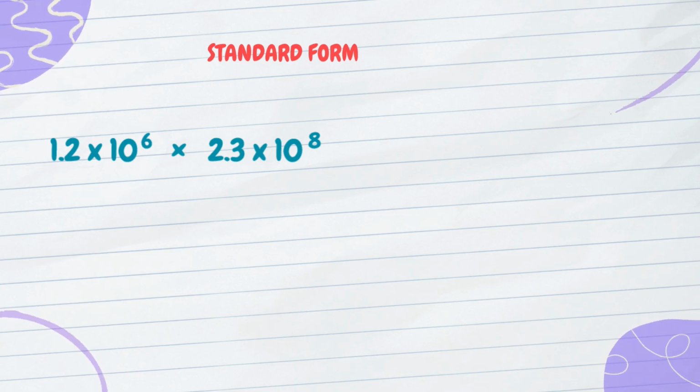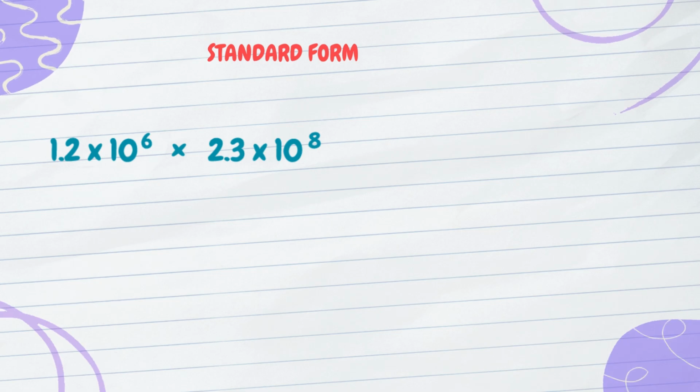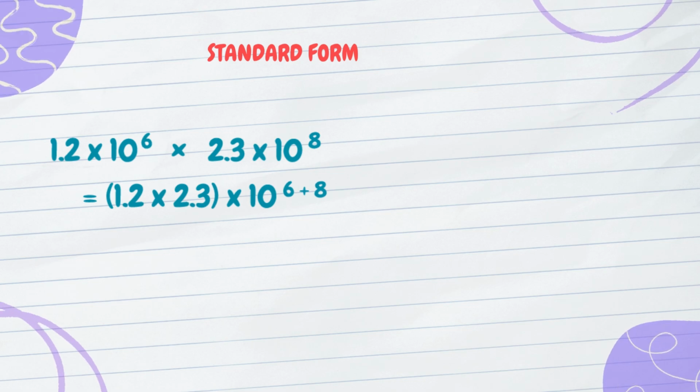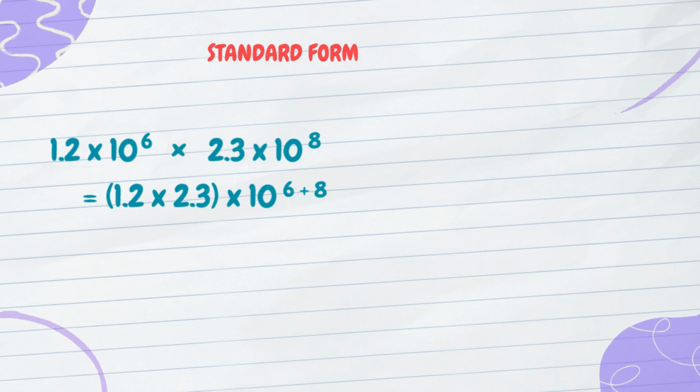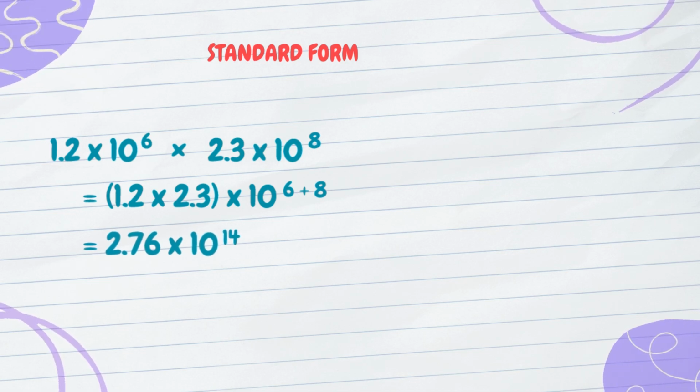A is 1.2, b is 2.3, n is 6, and m is 8. We multiply a and b and add n and m. Then it should be 1.2 times 2.3 times 10 to the power 6 plus 8. After computing, the solution is 2.76 times 10 to the power 14.